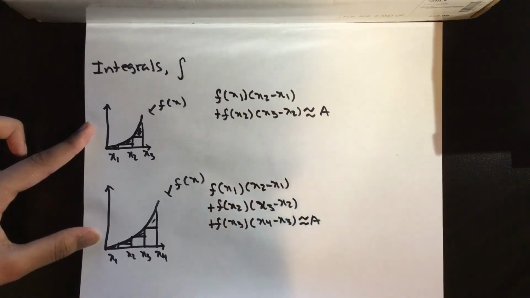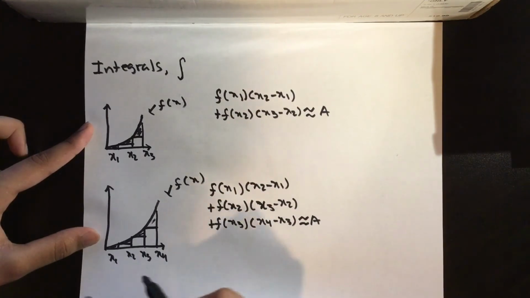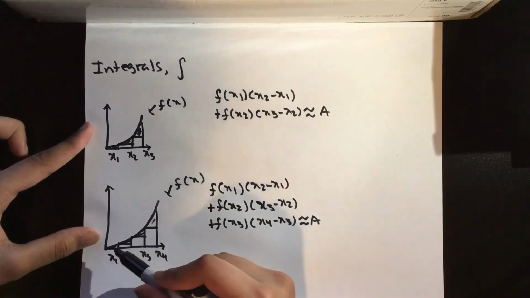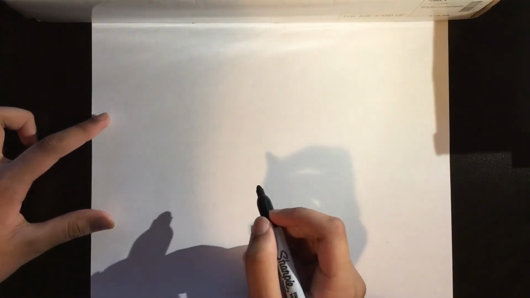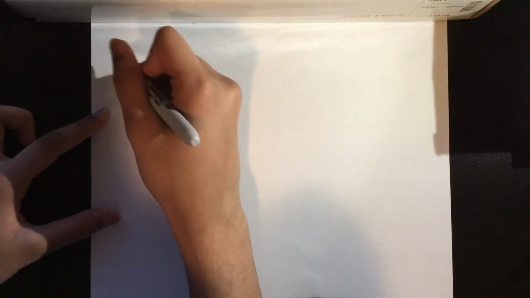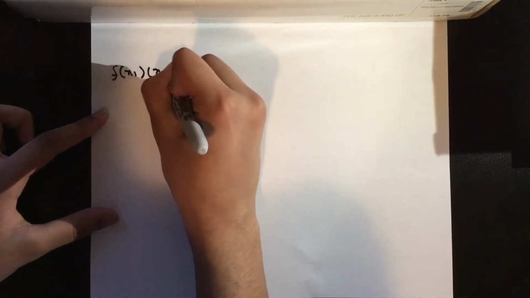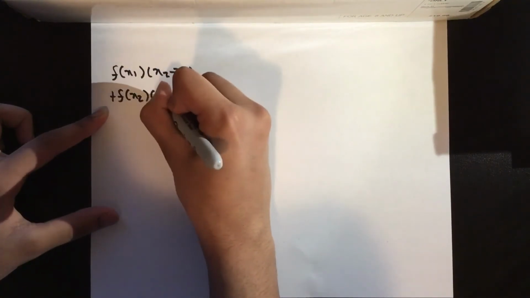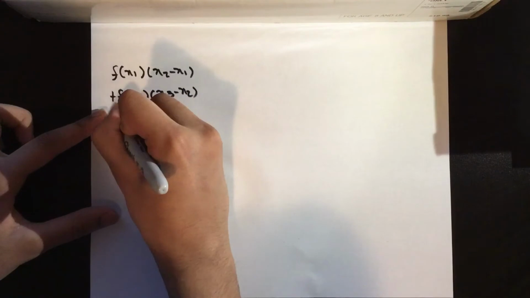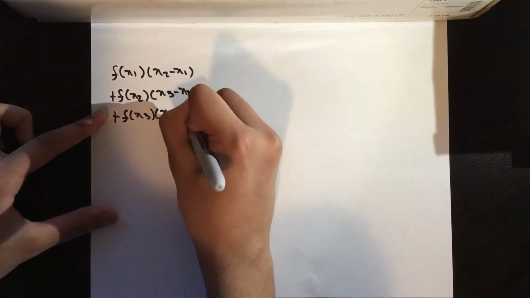So we've noted that as the rectangles get smaller and smaller, and the number of rectangles gets bigger and bigger, as the number of rectangles approaches infinity, we get closer and closer to the exact area under the function. So if we have three rectangles as we showed, the area of those three rectangles would be f(x1) times (x2 minus x1) plus f(x2) times (x3 minus x2) plus f(x3) times (x4 minus x3).